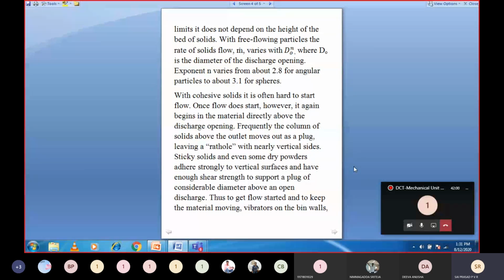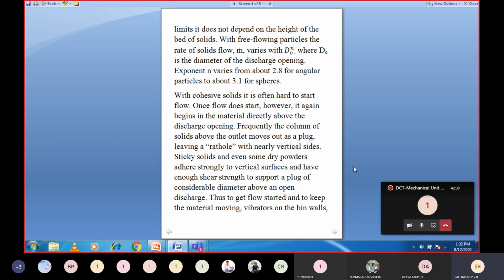Frequently, the column of solids above the outlet moves out as a plug. So what will happen? Once you open the bottom wall, the mass of solids resting above the opening will try to come down. Above mass will come down, and like that, a gap will be created inside, on the top of the wall. After this, there will not be any flow because the solids have enough strength to hold the materials with themselves. The gap which is formed is called a rat hole.